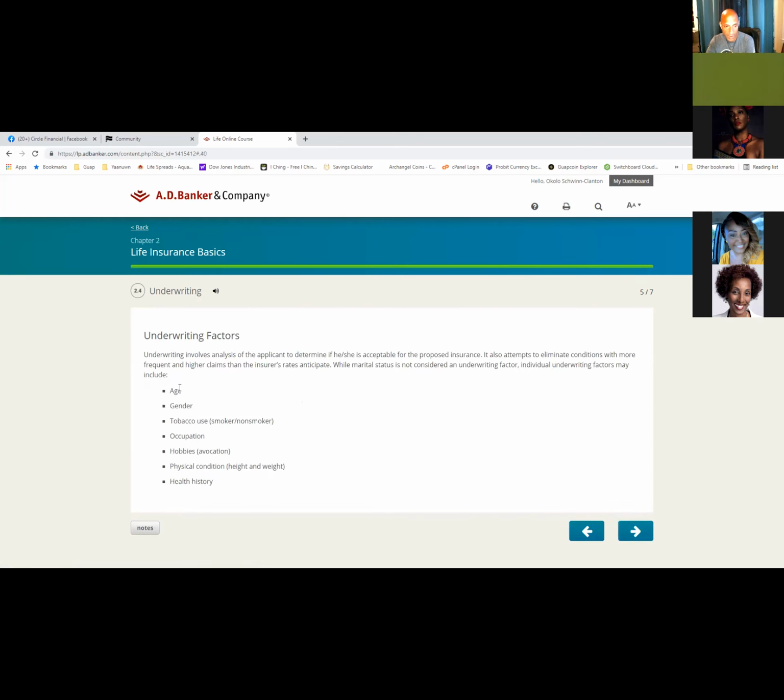Underwriting factors are age, gender, tobacco use, occupation, hobbies, physical condition, health history. Race, not relevant. Marital status, not relevant. How tall you are, not relevant. Education, not relevant. Weight is relevant. Oh, it says here, physical condition, height and weight. Oh, height and weight, yeah. So yeah, if you're disproportionate in height and weight, that can make a difference.